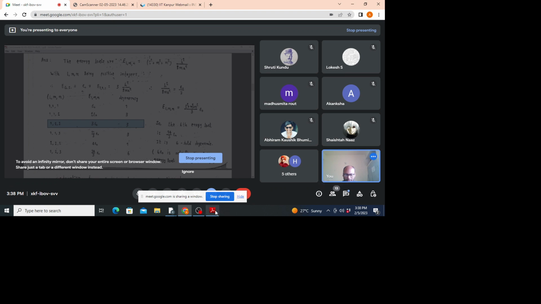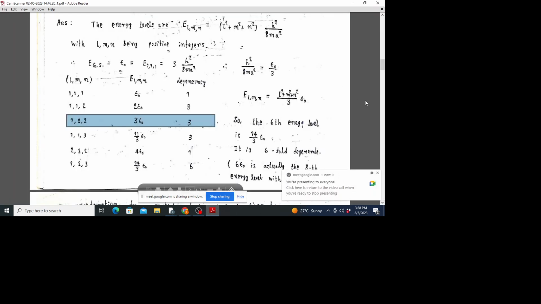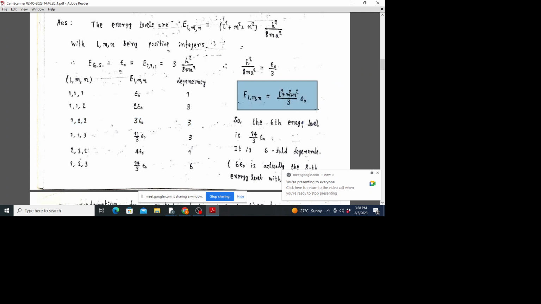Okay, degeneracy. So wasn't degeneracy covered in lecture? Not sure. So degeneracy means, like here you see, your energy levels are characterized by 3 integers, L, M and N.